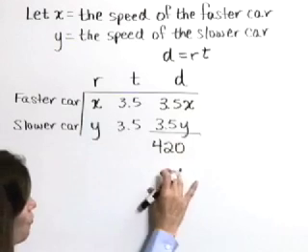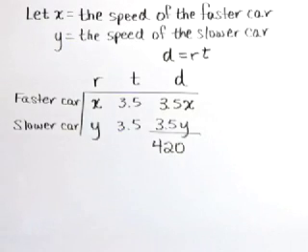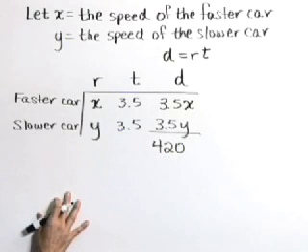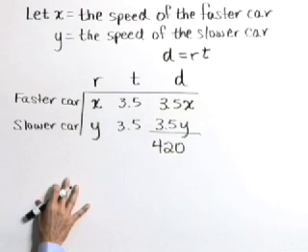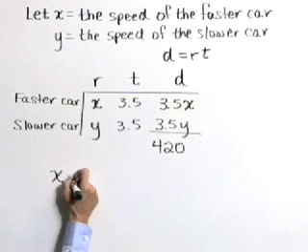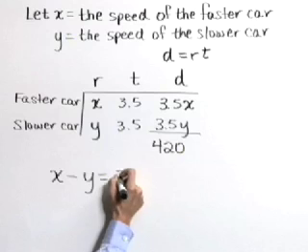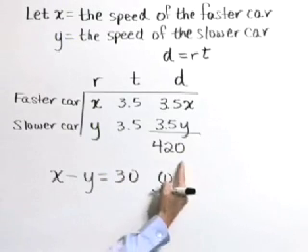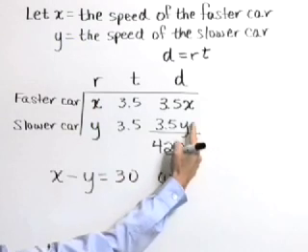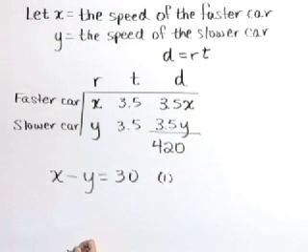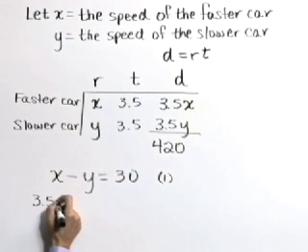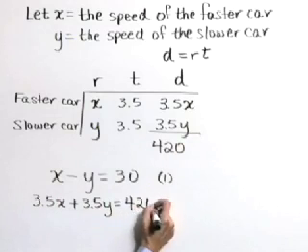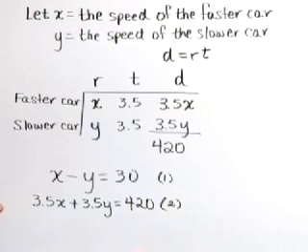Now we're ready to write our system of equations. We're given that the faster car travels 30 miles per hour faster than the slower car. So x is a larger number, and the difference, x minus y, then is equal to 30. Let's call that equation 1. Equation 2 comes from our last column, where the sum of these distances is 420. So write 3.5x plus 3.5y is equal to 420. And let's call that equation 2.